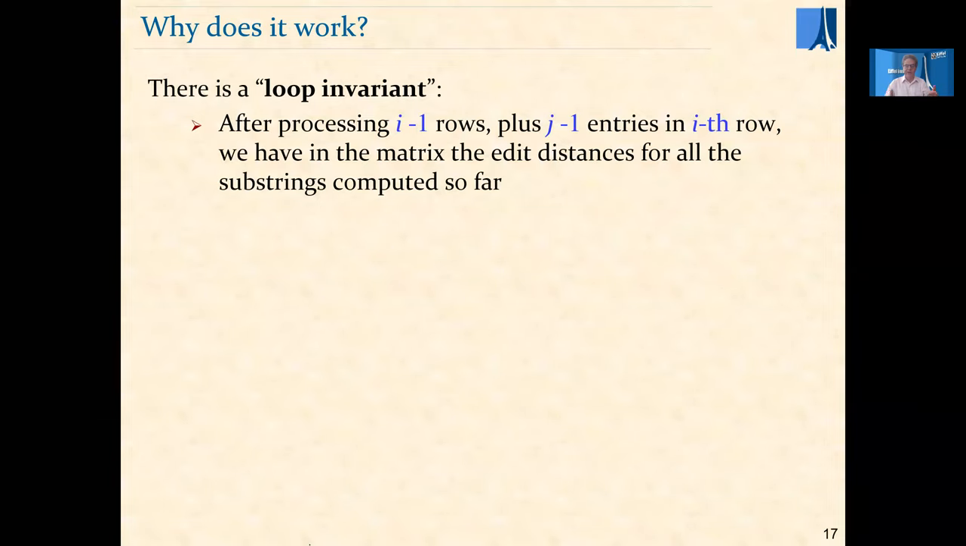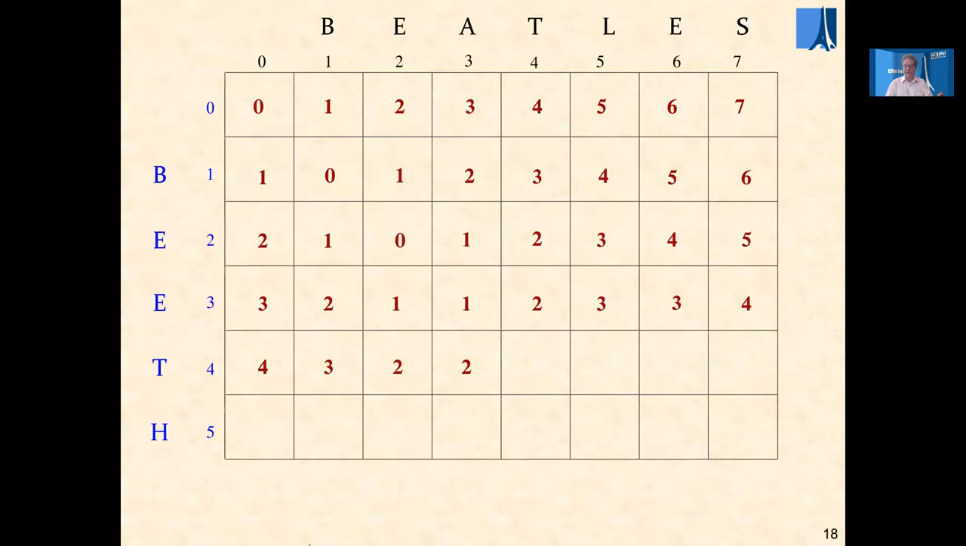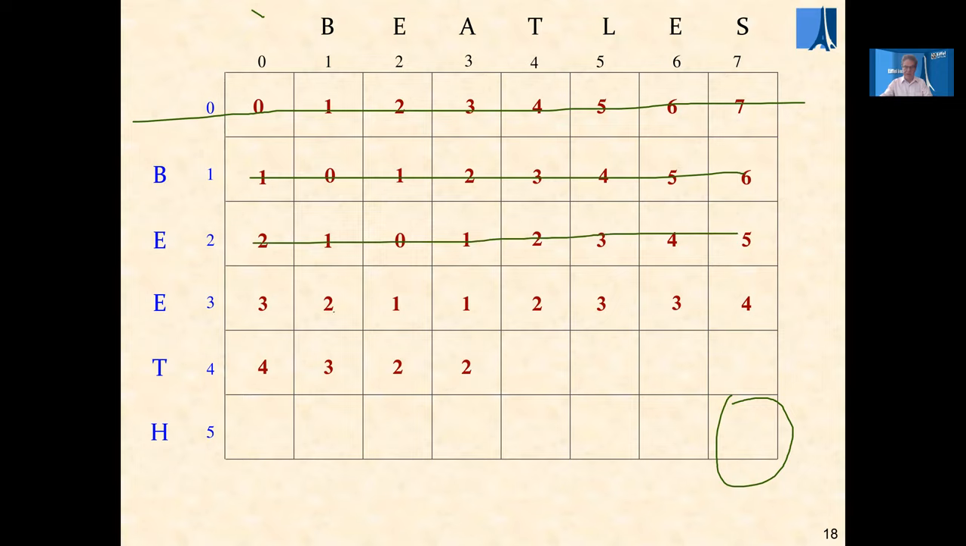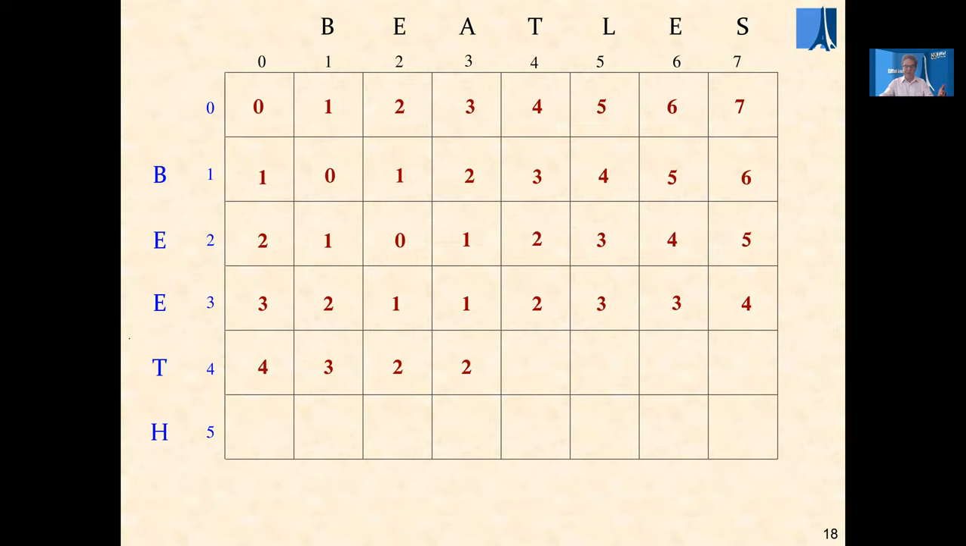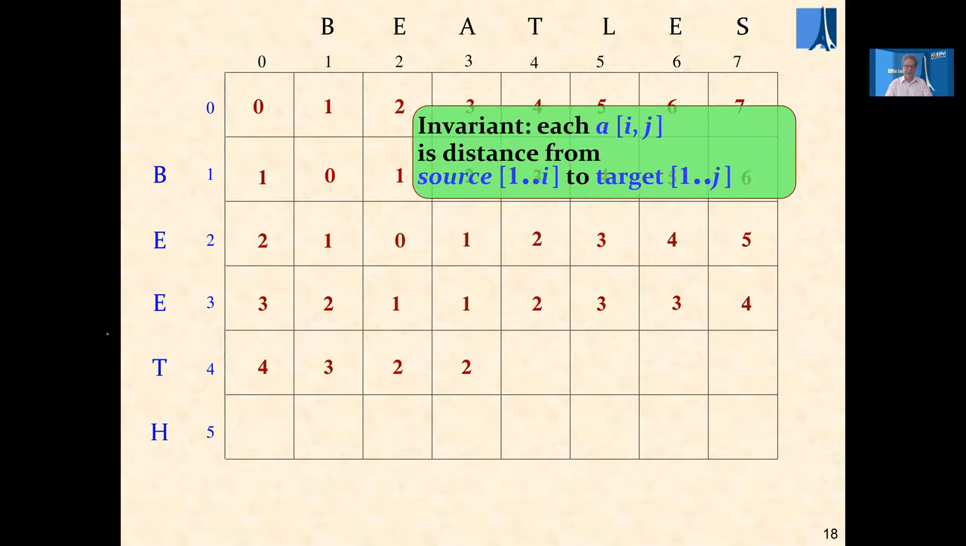And the loop invariant tells us that after processing j entries in the ith row, we have in the matrix, remember that it was called dist, the distances for all the substrings computed so far. So it's very simple. It's just that we have computed a partial solution. We want a solution to the complete problem, and we are going to get it, as you remember, in the last entry of the matrix. But as we little by little fill the entries row by row, and in each row column by column, what we compute in these entries is the corresponding distances between the prefixes, the initial strings of the source string and the target string.